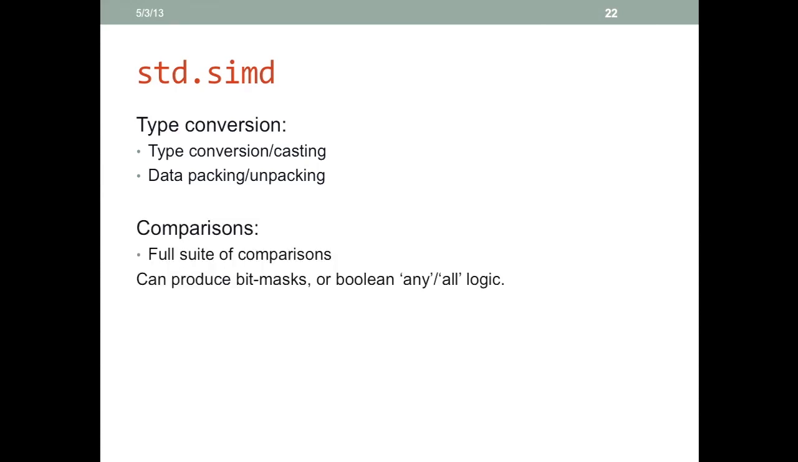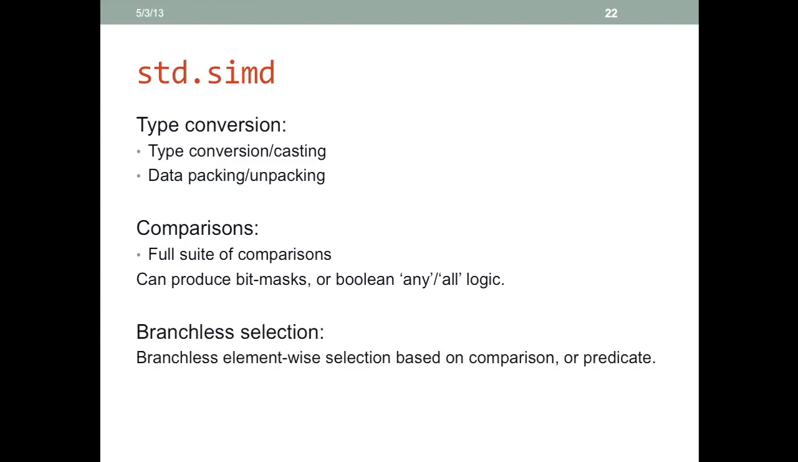So there is a full suite of comparisons, and they can produce either bit masks, or you can perform Boolean any or all logic. That is, if any element meets a condition, or if all elements meet a condition, for branching code. And there's also these branchless selection functions. They're really handy to minimize if statements and branches.